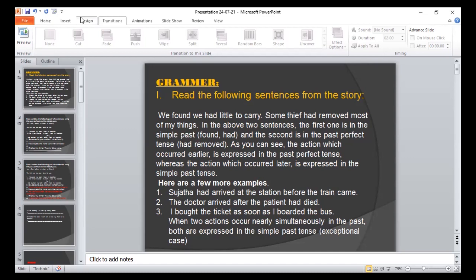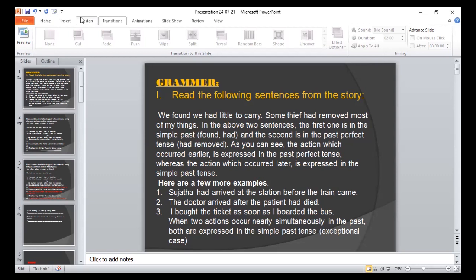Okay, see the next example. The doctor arrived after the patient had died. The doctor arrived after the patient died. Here, the doctor came after the patient died. We can write it as: the patient had died before the doctor came, or the doctor came after the patient died. Both meanings are the same and both are in the past tense only. Okay, the doctor came after the patient died, or the patient had died before the doctor came.